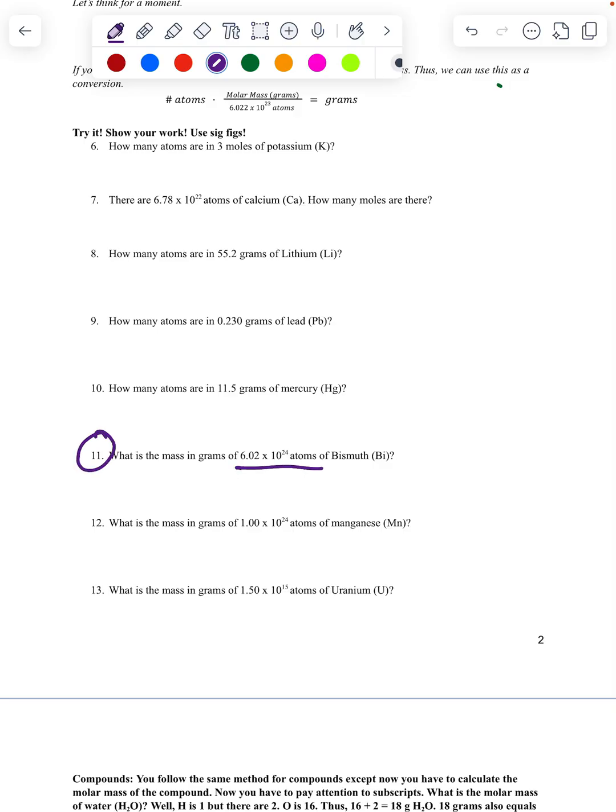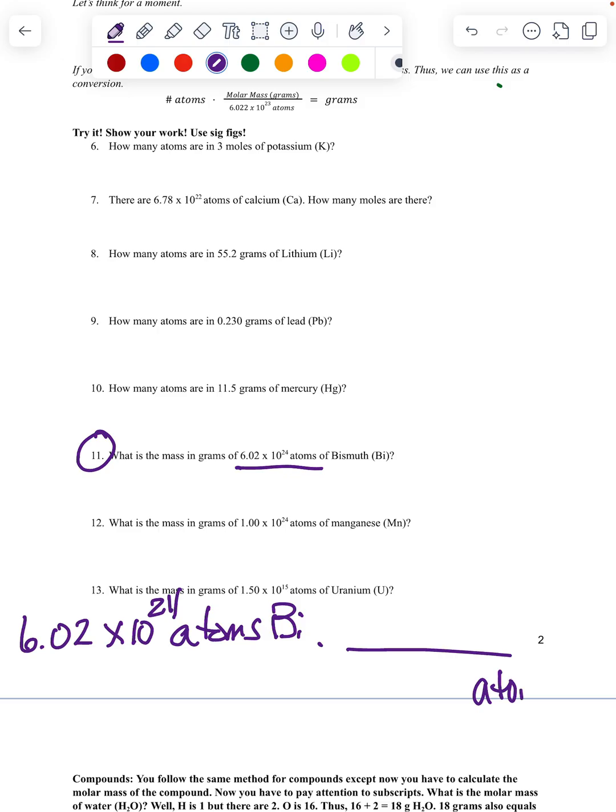Again, what did I give you? Write it down. 6.02 times 10 to the 24th atoms. And y'all, I'm serious. You have got to write your labels. I know it takes time. I know you might get a hand cramp, but it is so worth it. All right, I know I'm getting rid of atoms. I'm just going to write it down there. Now I'm going to go back and think, okay, I need to go to grams.